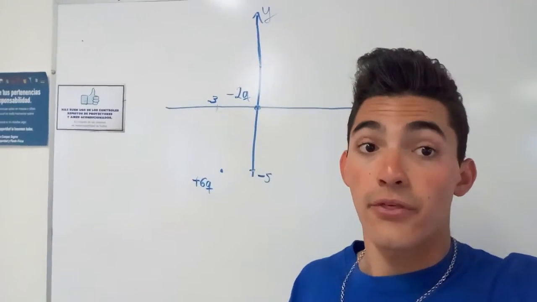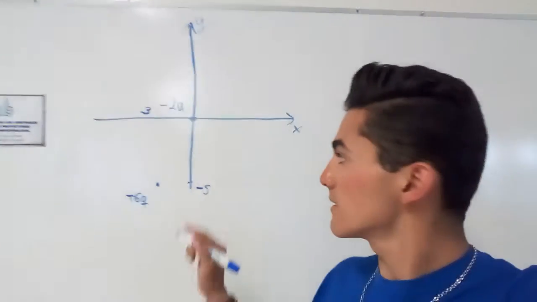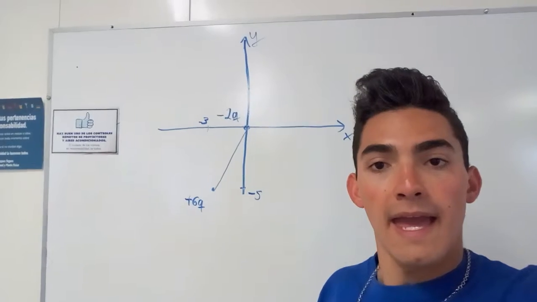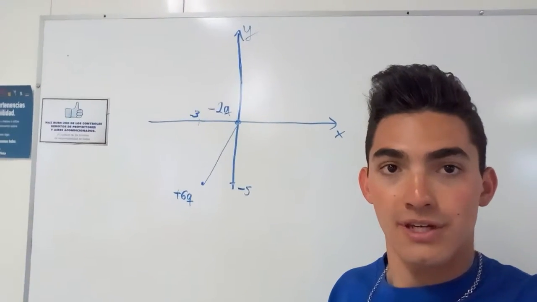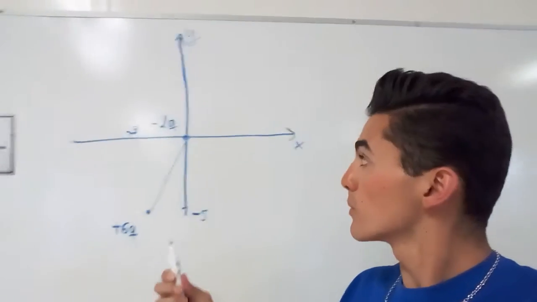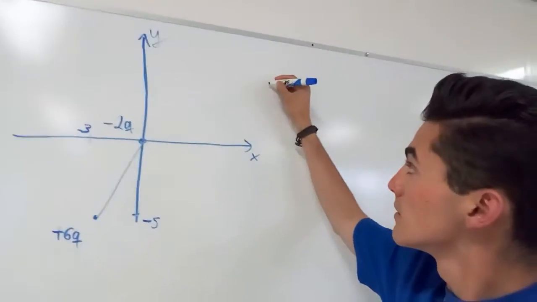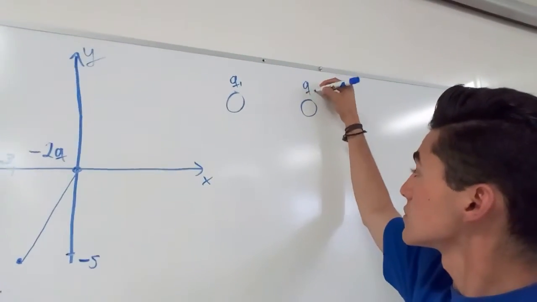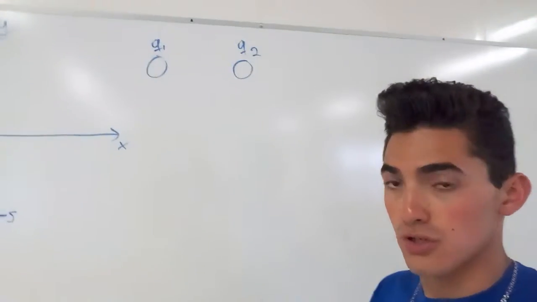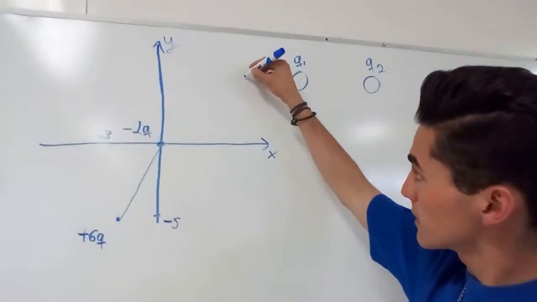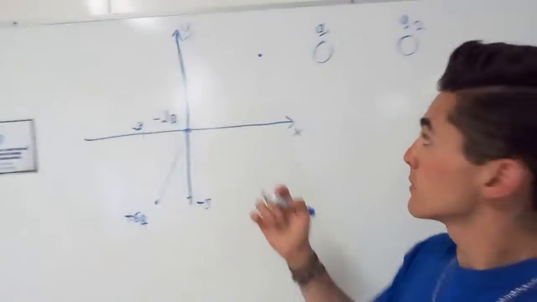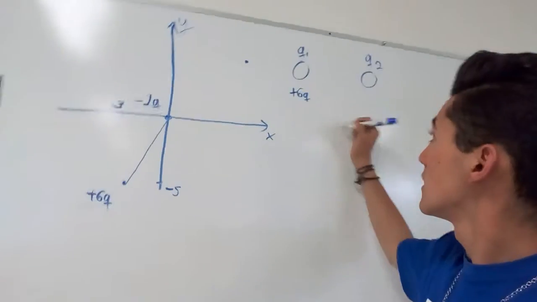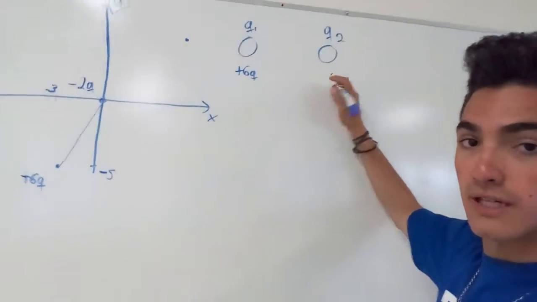Find the coordinates for a third charge to be placed on the line joining these two, so that the force on the third charge is 0. So we have here charge 1, and here we have charge 2, and we have to find a third charge. If we put a third charge here, charge 1 is positive, and this other charge here is negative.